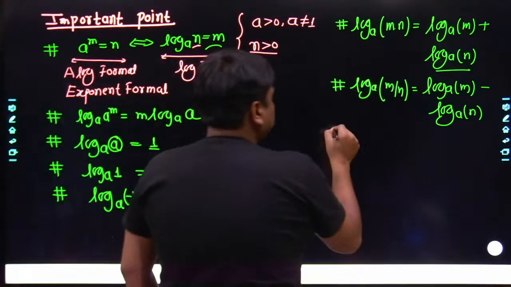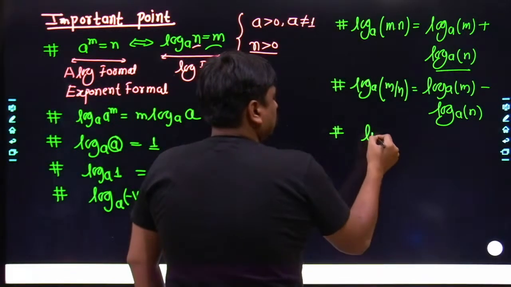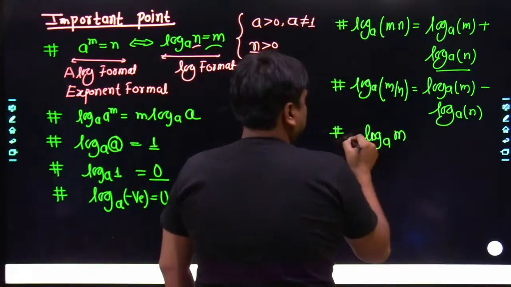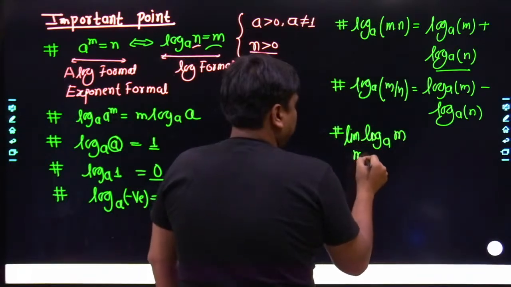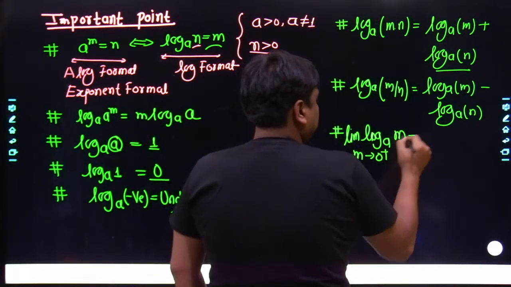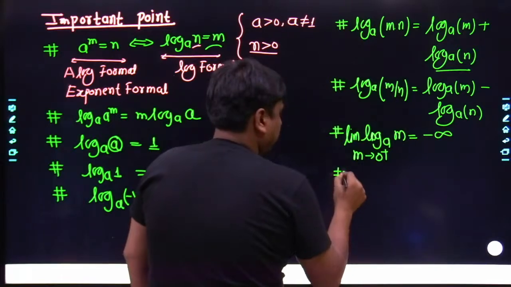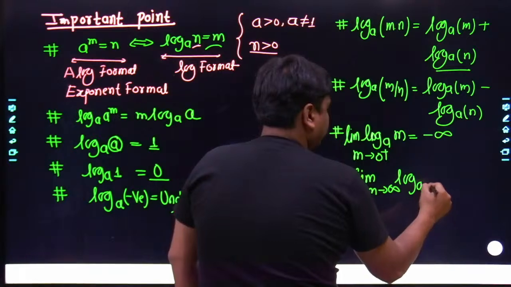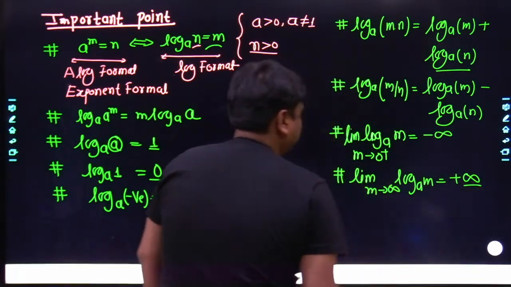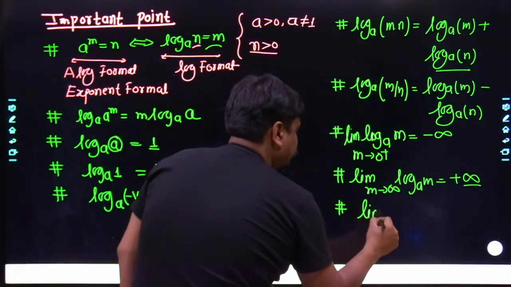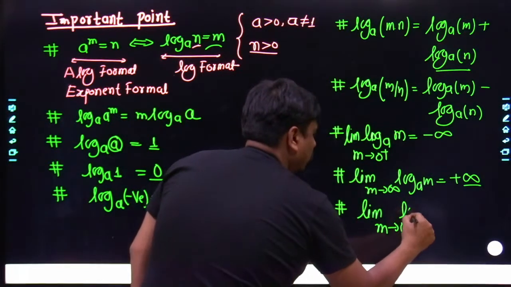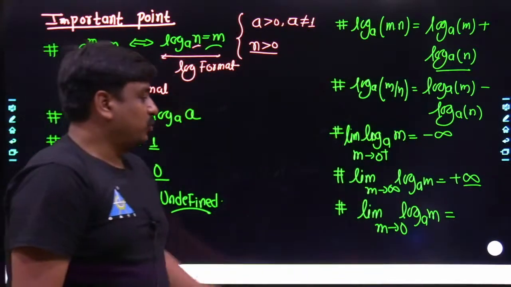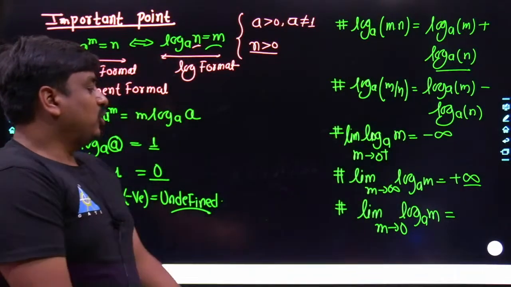Next, log base a of m where m tends to 0 plus is going to be minus infinity. Limit m tends to infinity, log base a of m is equal to plus infinity. Limit m tends to 0, log base a of m. Tell me what would be the worth of it. I would like to ask each one of you what would be the worth of limit m tends to 0 log base a of m.